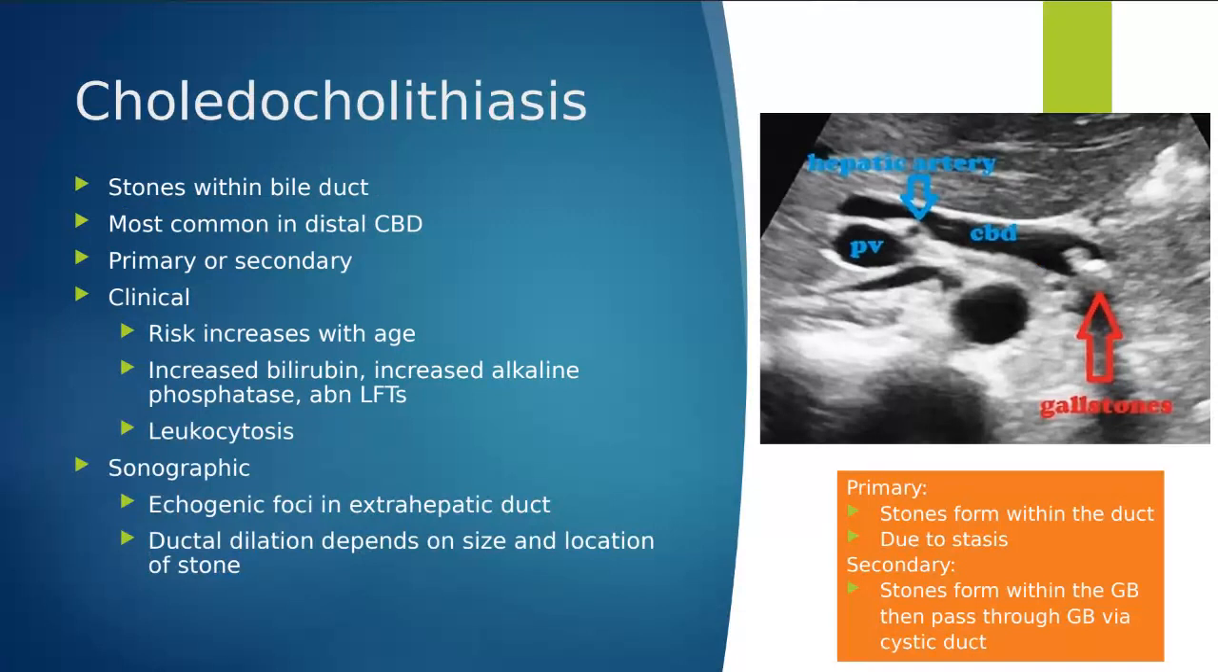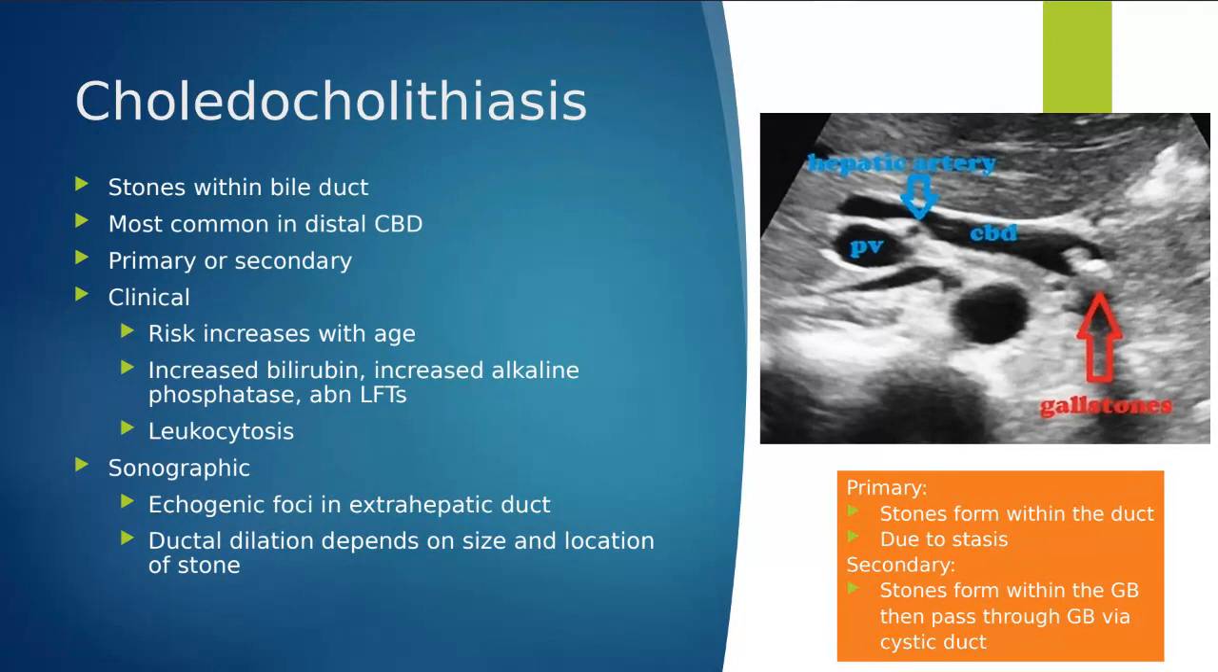On the other hand, choledochal lithiasis is pretty common for us to be scanning. This is when we have a stone that is located within a bile duct, most commonly in the distal CBD near the pancreatic head. This can be primary or secondary. A primary case of choledochal lithiasis is when the stone forms within the duct itself, and that's caused by biliary stasis. So that bile has slowed down, it's not traveling through that CBD as well as it should, so it's kind of accumulating. And then we can have a secondary.